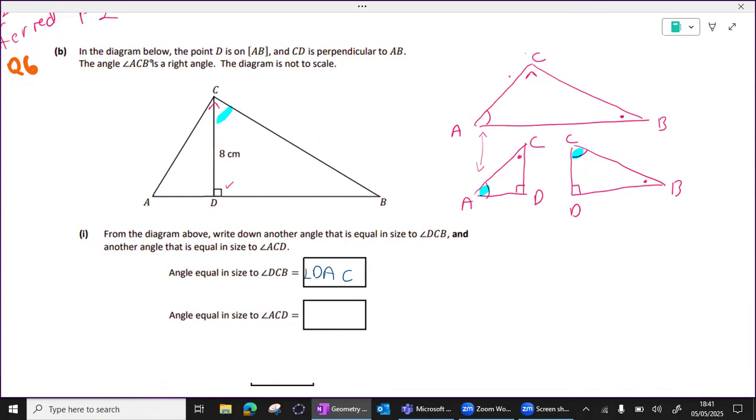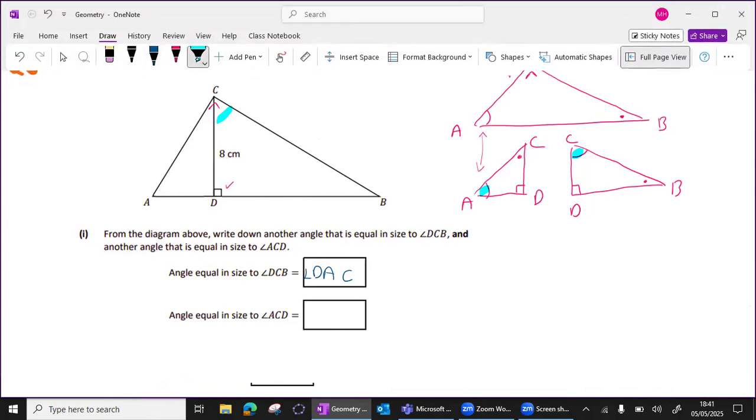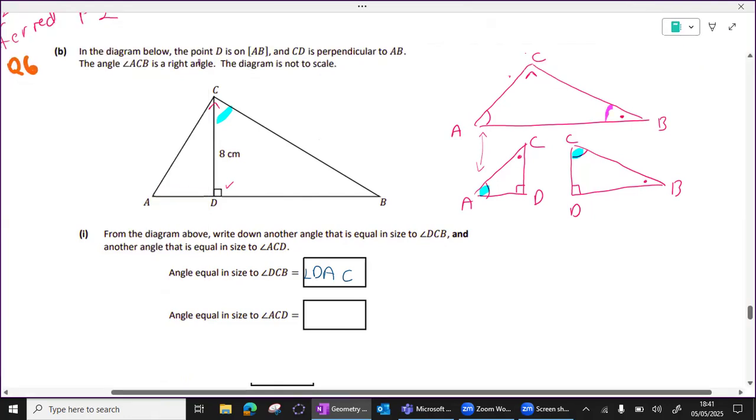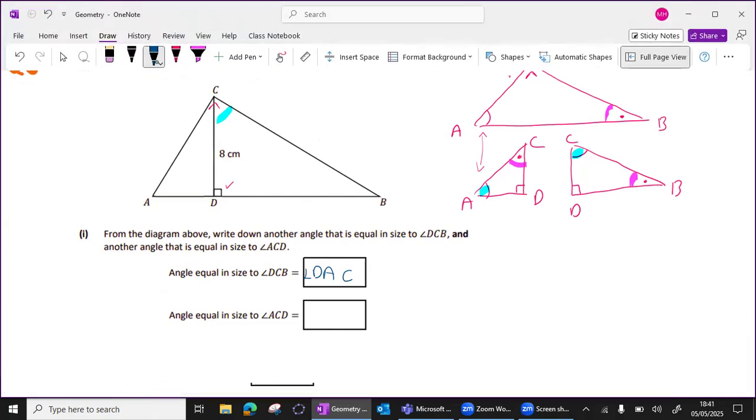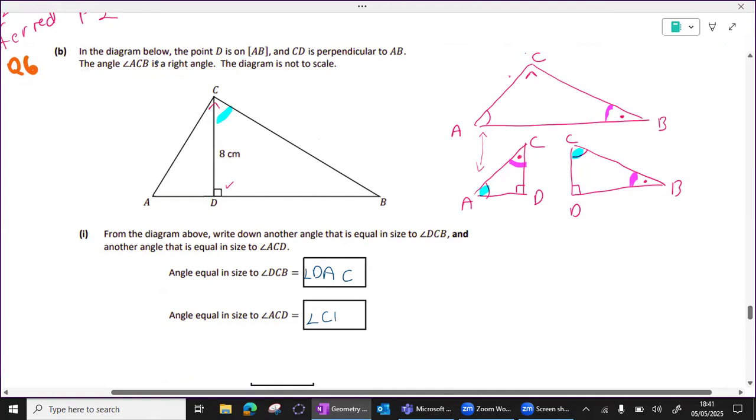We want one now that's equal in size to ACD. So ACD, let's mark that in pink. ACD in the original diagram is there, or in this one is here. So that would be the same as this one over here. So we're going to call that the measure of the angle CBD.